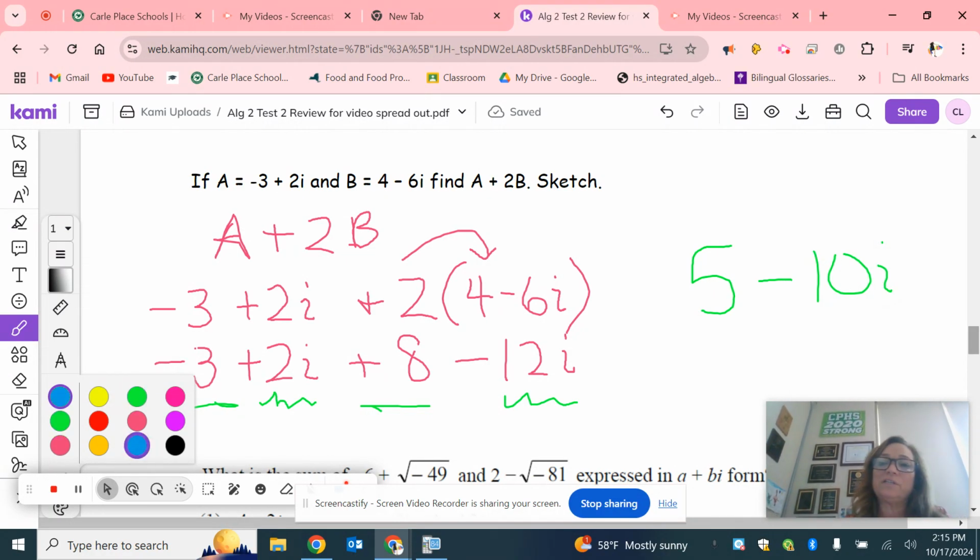So when I'm asking you to sketch, I'm basically asking you what quadrant is that in. So it's a positive and a negative, so that would be down here, and that's quadrant 4. Okay?